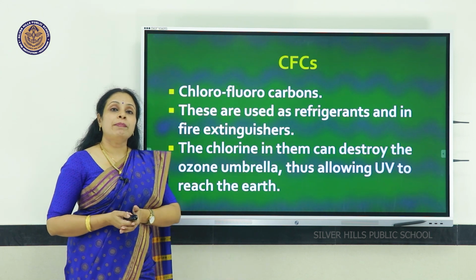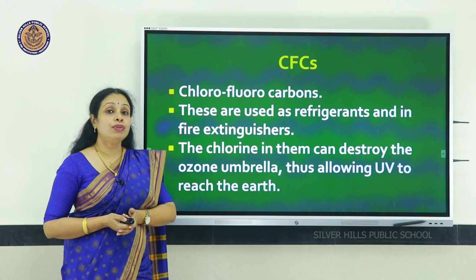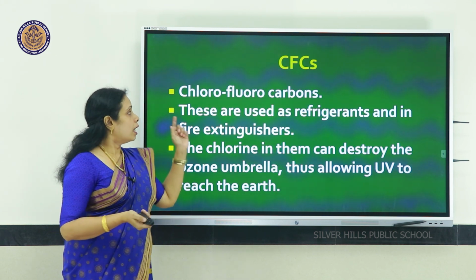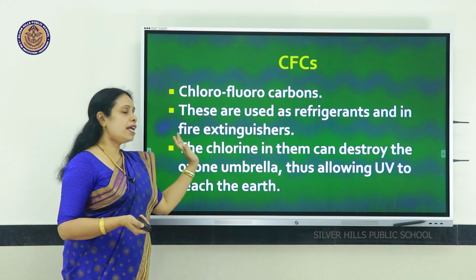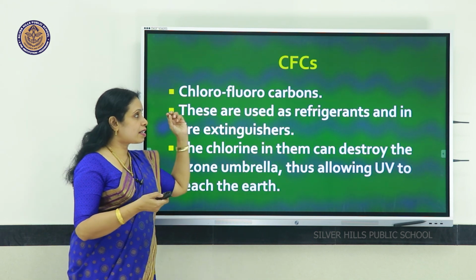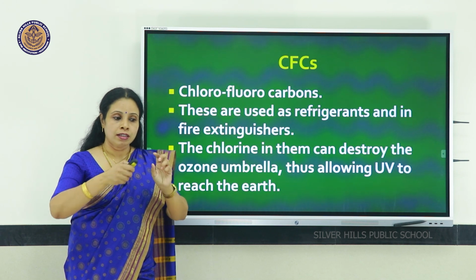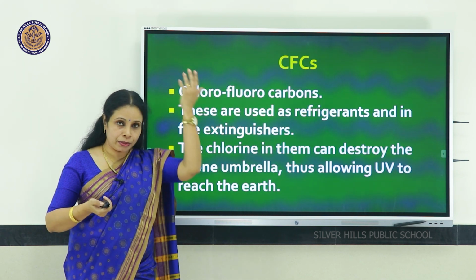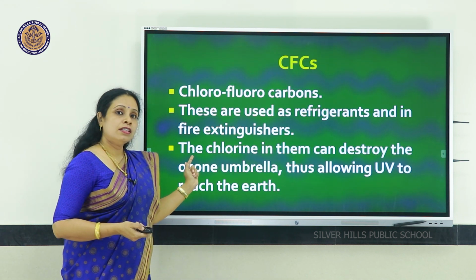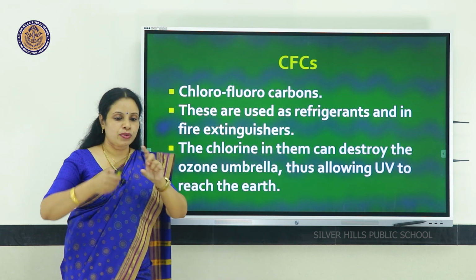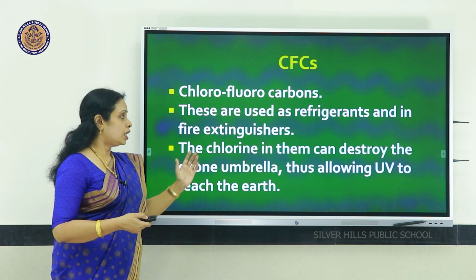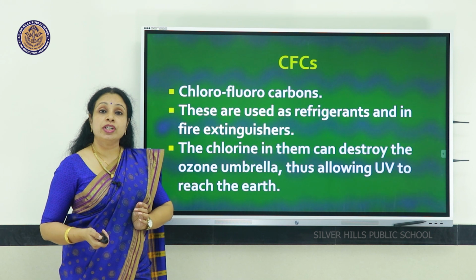So the problem for the ozone umbrella is CFCs, chlorofluorocarbons. Why do we use them? They are used as refrigerants and in fire extinguishers. But the problem is, when these refrigerators and so on become spoiled and this gas gets a chance to escape, it will go into the upper layers of the atmosphere, and the chlorine in it can destroy the ozone umbrella. It will once again break that O3 down into a molecule of oxygen and an atom of oxygen, thus allowing dangerous UV rays to reach the earth.